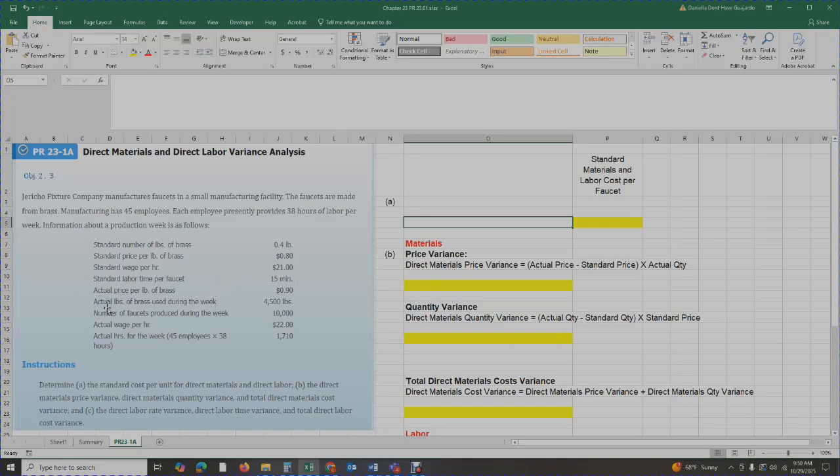And then comes the actual numbers that came in. The standard is our estimates. This is what we're estimating it's going to cost us to make the faucets, how long it's going to take us, how long we're going to pay for employment, all of that. So standard is our estimates.